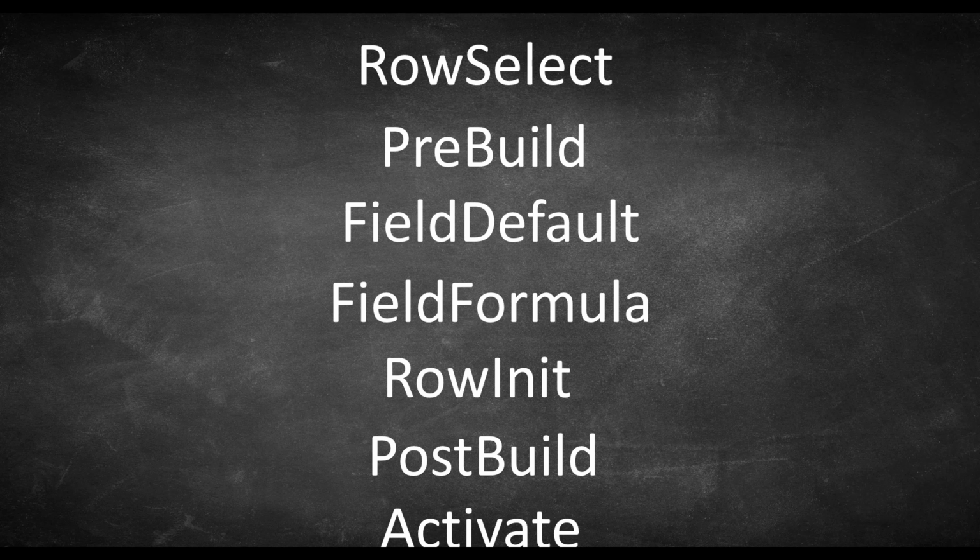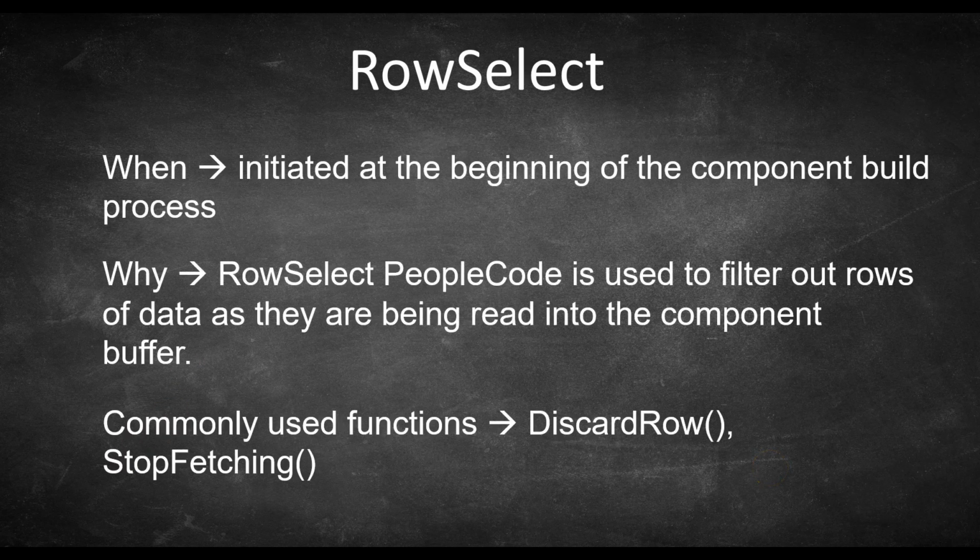Let us understand how this event works and why we can use this event. So let's understand when row select event is executed in PeopleCode. It is initiated at the beginning of the component build process. And why is it used? Row select PeopleCode is used to filter out the rows of data as they are being read into a component buffer. This is the reason why row select is useful to write PeopleCode for our requirement.